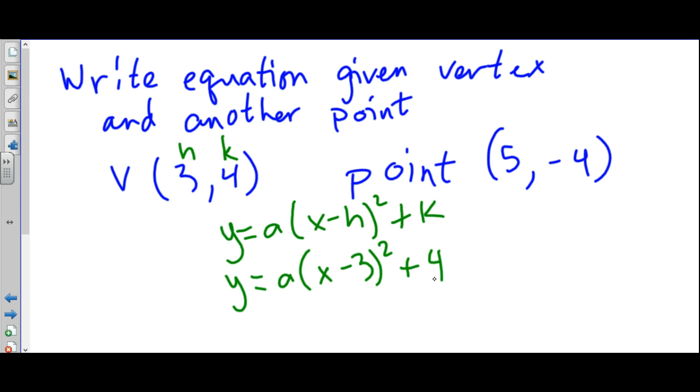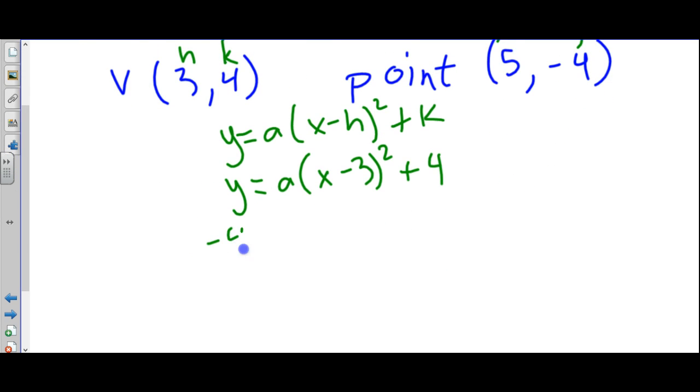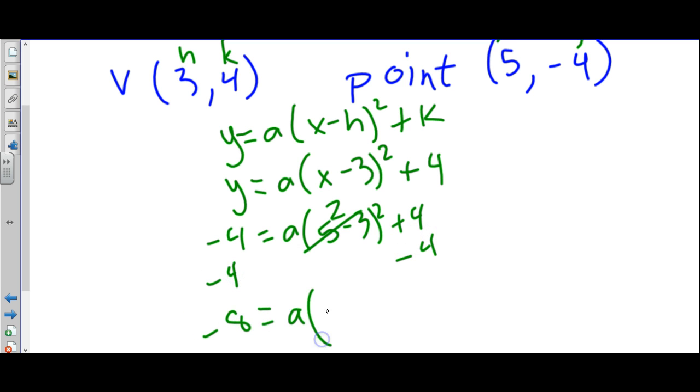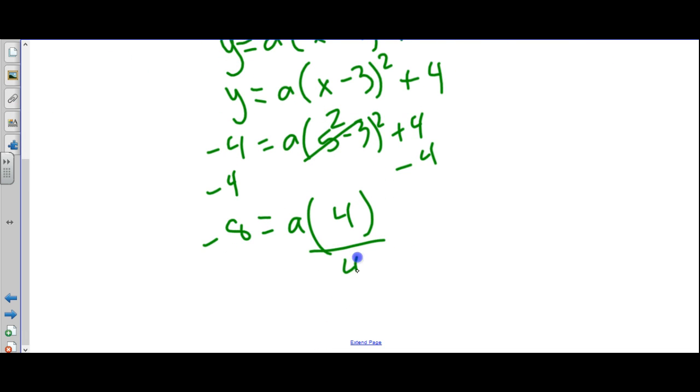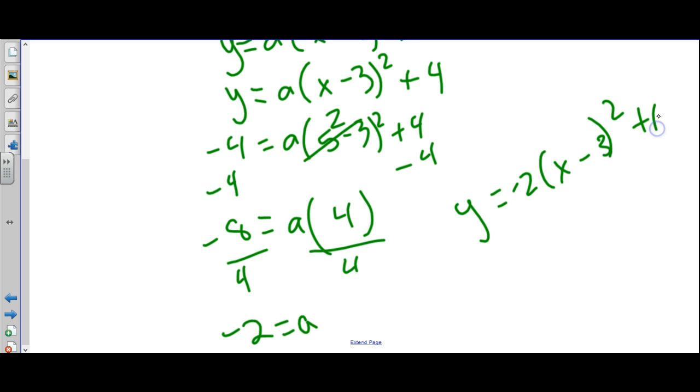Now the point is used to help figure out what a equals. We know every point is x comma y, so we're going to replace y with negative 4 and x with positive 5. So 5 minus 3 gives us just 2. We're going to subtract this 4 from both sides. We get negative 8 equals a times 2 squared, which is positive 4. And then to get a completely alone, we would divide both sides by positive 4. So then our final answer would be y equals negative 2 times x minus 3 squared plus 4.